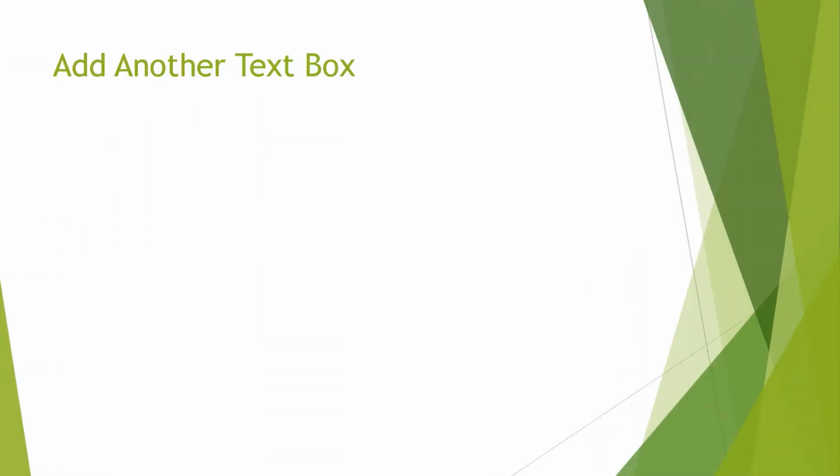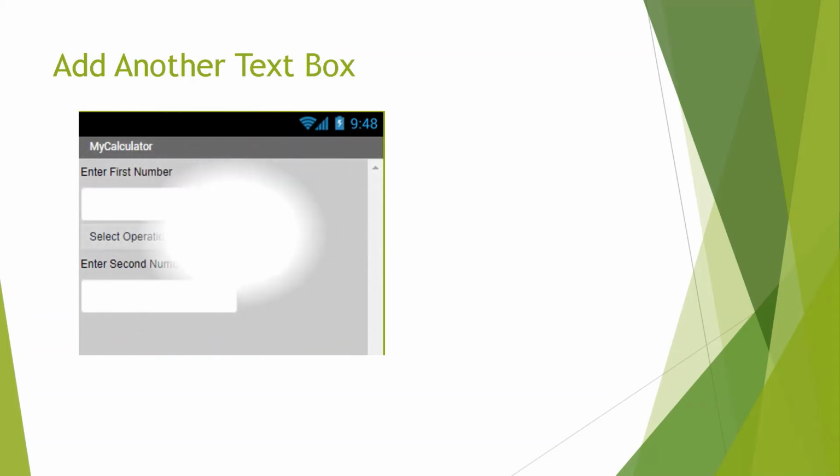Now we will add a text box to our screen, to get second number. From left side palette, select Text box. Drag it into your screen.